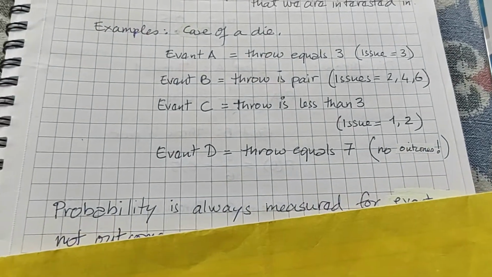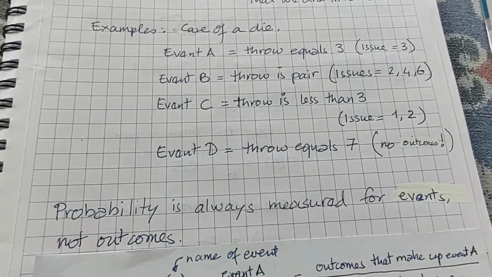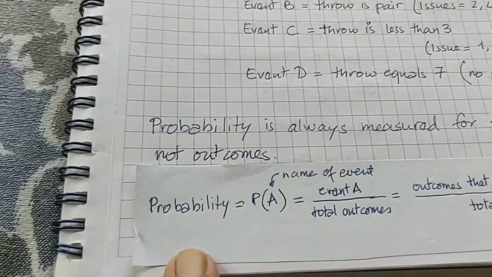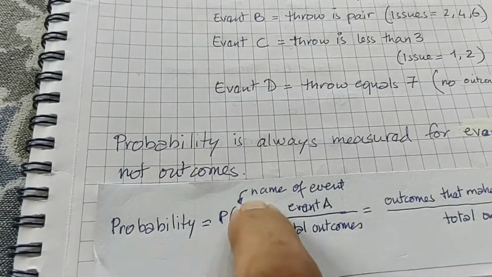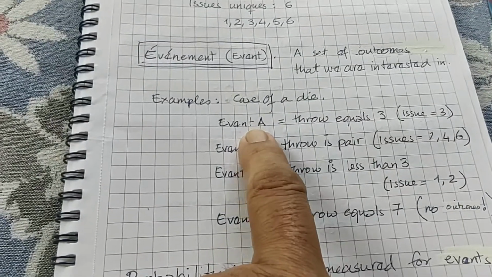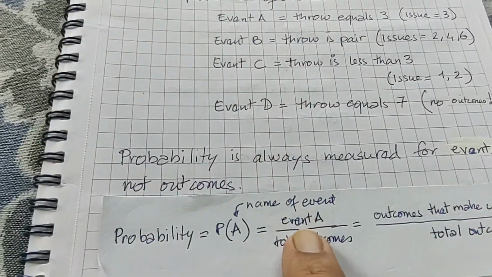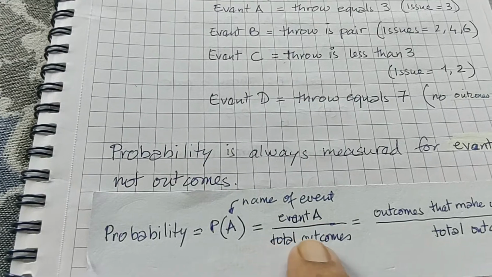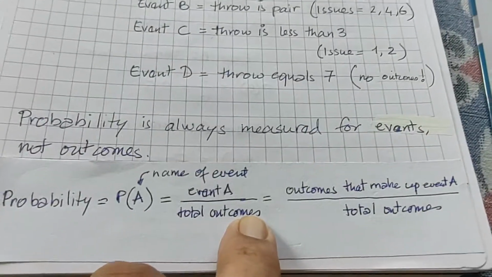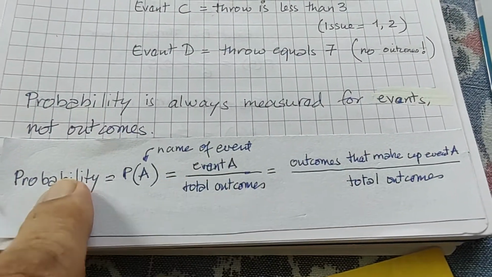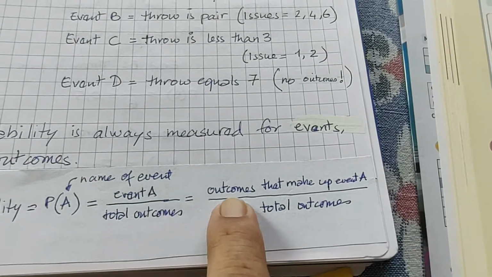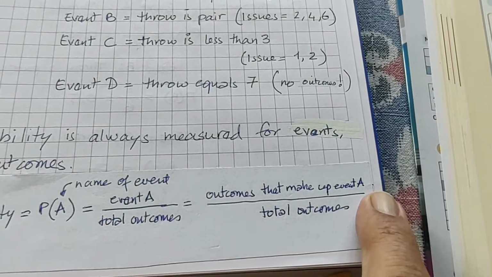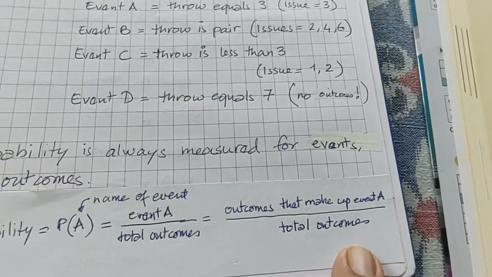And how do you measure the probability? Probability is written like this: P of A, where A is the name of the event. This is the definition of probability: outcomes that make up event A divided by total outcomes.